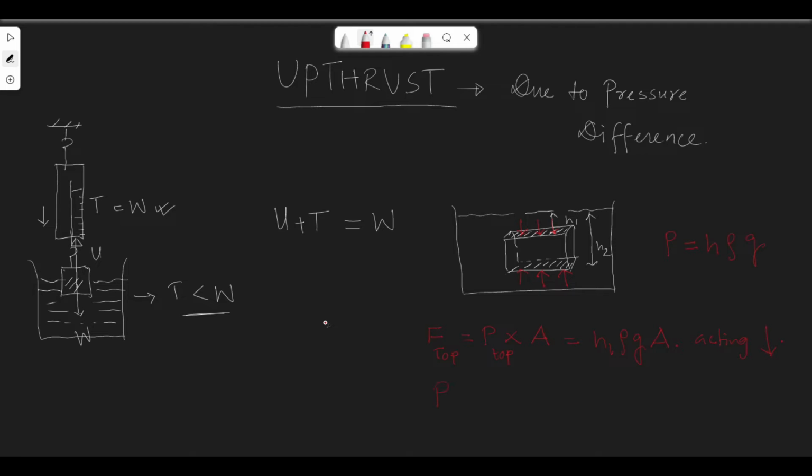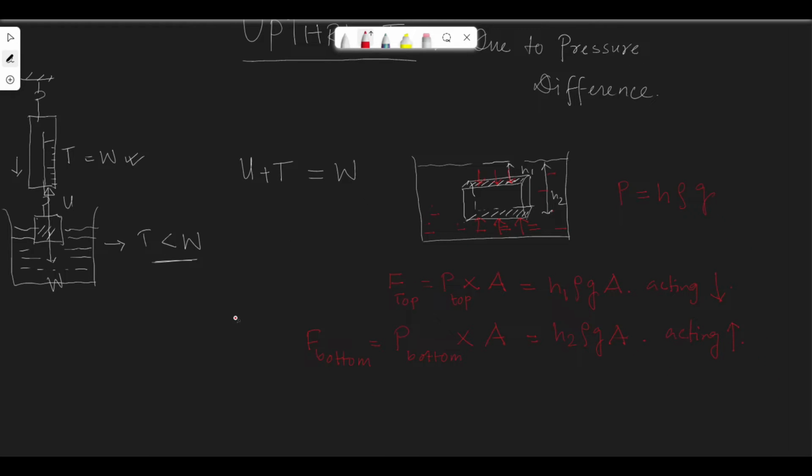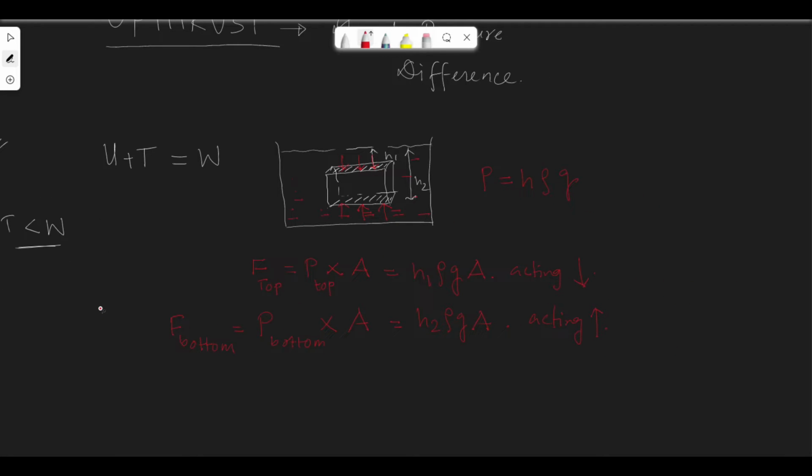Now what is the pressure on bottom? And hence what is going to be the force on bottom? So force on bottom is pressure on bottom times its area. It is H2 rho g A, and this is acting in the upward direction. Water here will be exerting this force in the upward direction on the bottom surface. So we understood that force on bottom is greater than force on top because H2 is greater than H1.